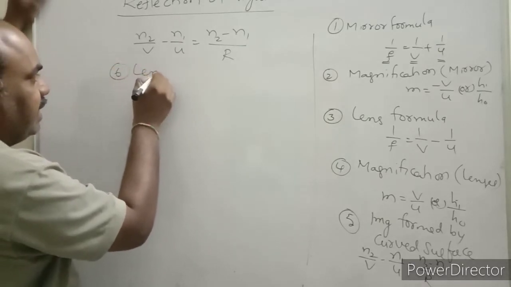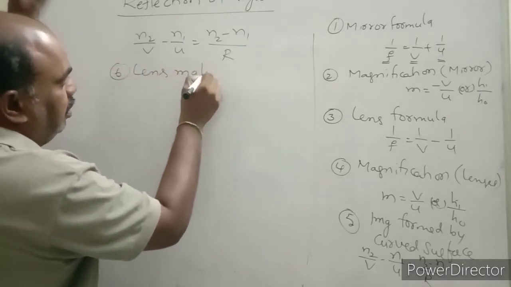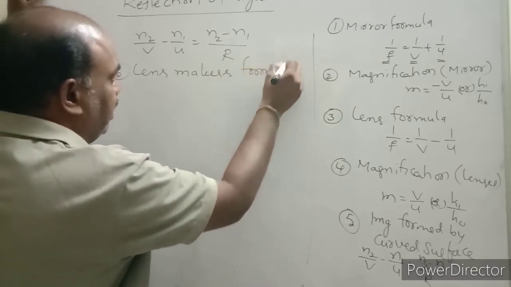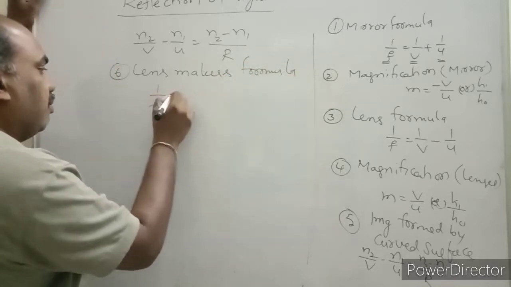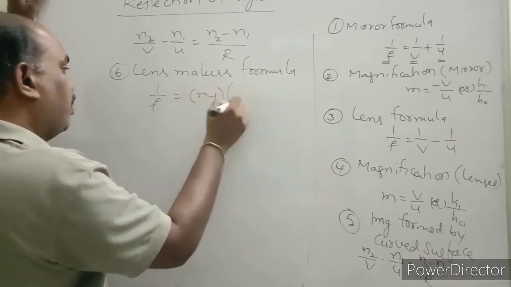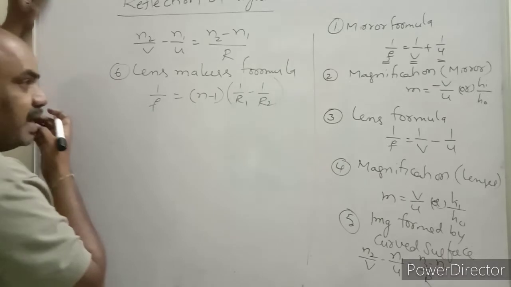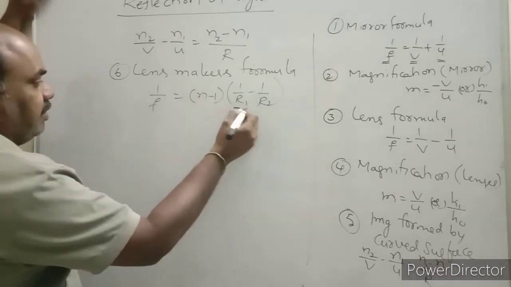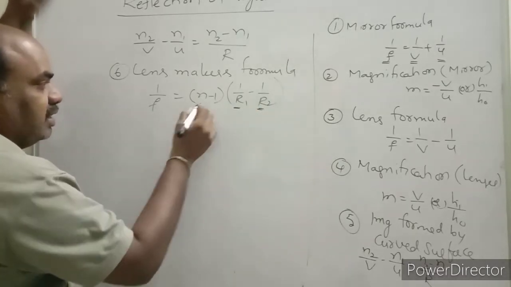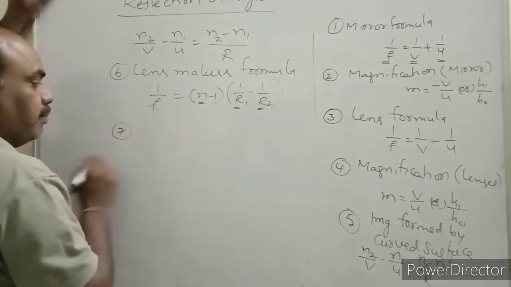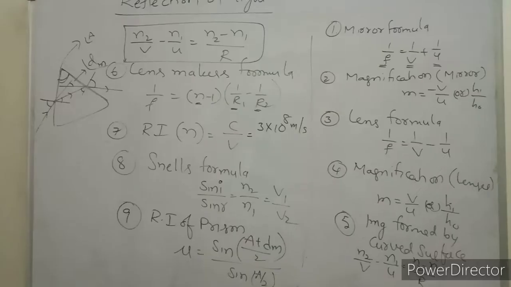Next, lens maker's formula. What is lens maker's formula? 1 by f is equal to n minus 1 into 1 by r1 minus 1 by r2. r1 is radius of first curvature, r2 is radius of second curvature. n is refractive index.